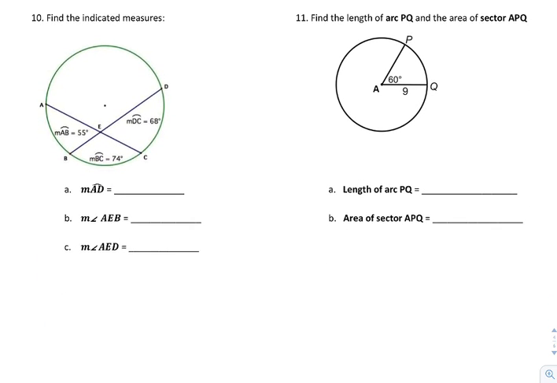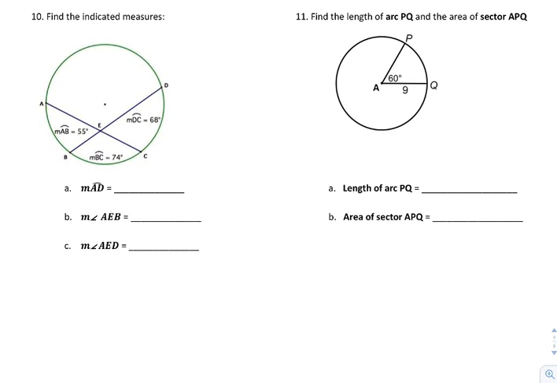So find the indicated measures. Okay, so as a checklist, the order I go in here is I say, okay, do I have any inscribed angles? No, I don't see any. Next thing is, do I have any half circles as 180, or do I have any total circles being 360? You know what I do?